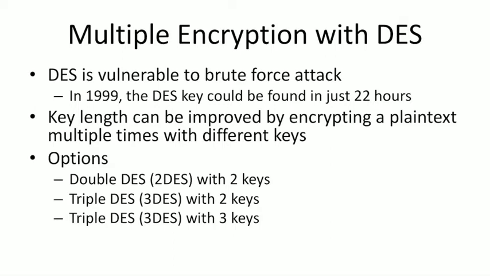Therefore, to improve the key length of DES, it was proposed that we should encrypt a plaintext with DES multiple times with different keys. So we have several options here. We can do double DES, which is basically applying DES 2 times, each time with 2 different keys. Then we also have triple DES, either with 2 unique keys or triple DES with 3 different keys.